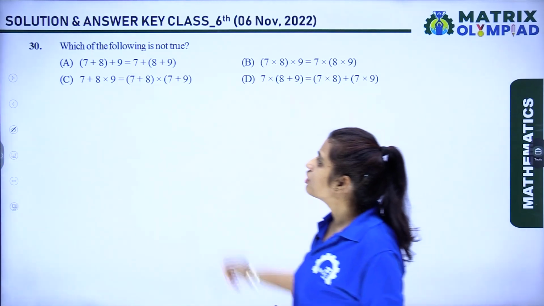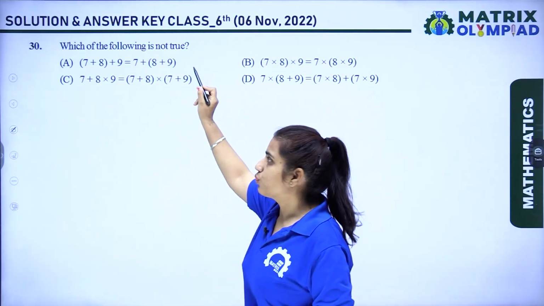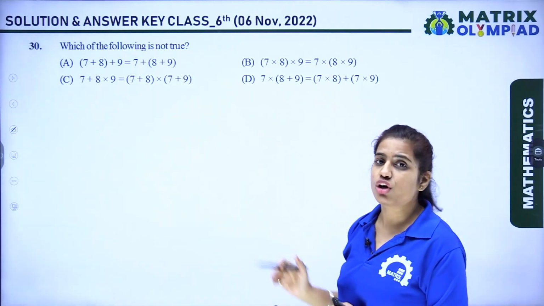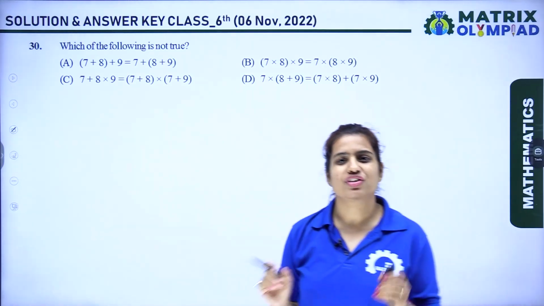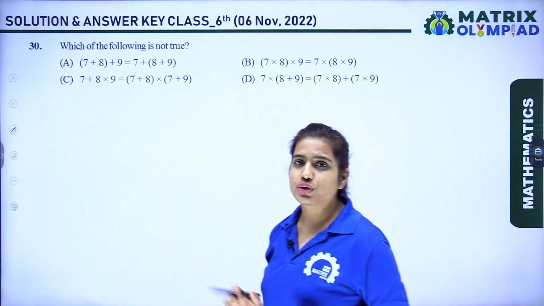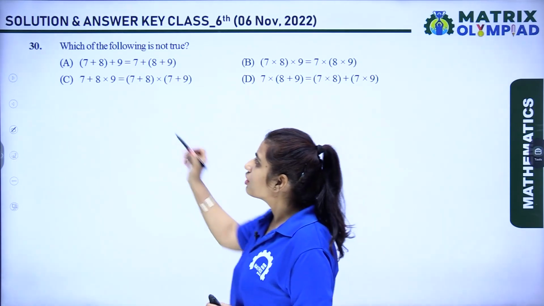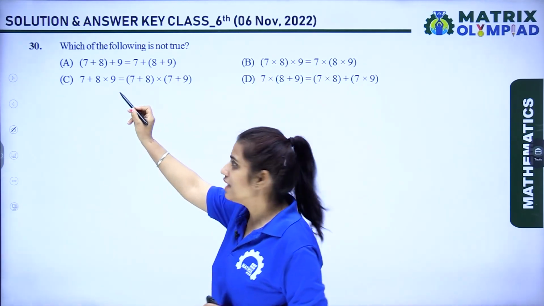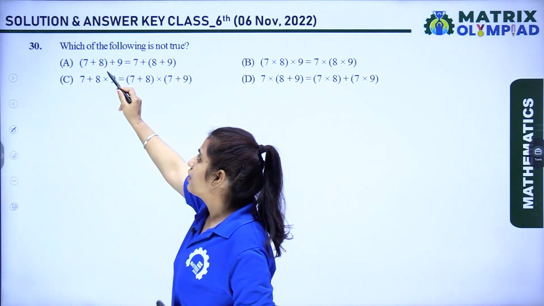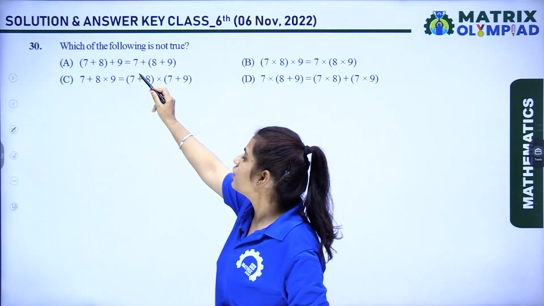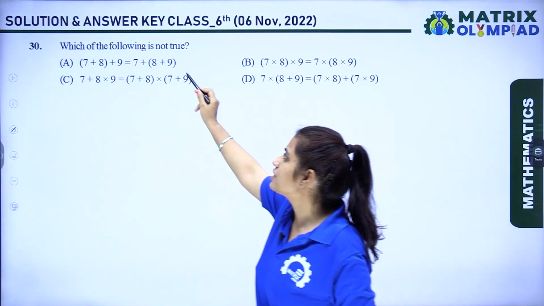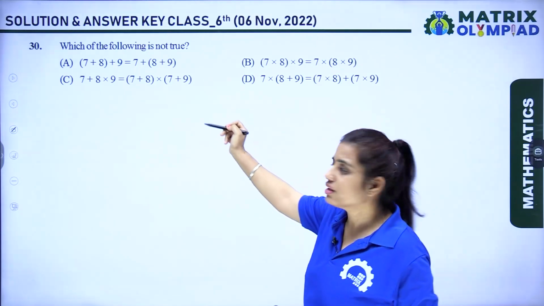Next question is, which of the following is not true? So we have to observe the options and then we have to find out which of the following is not true. Now the first option is A, that is 7 plus (8 plus 9) is equal to (7 plus 8) plus 9.